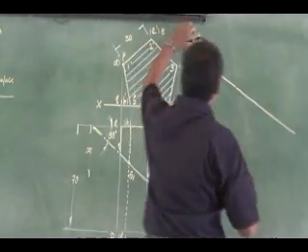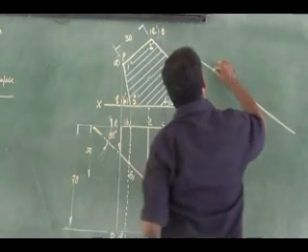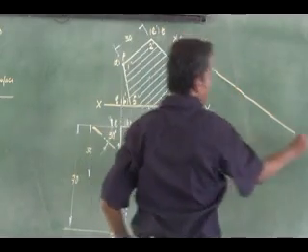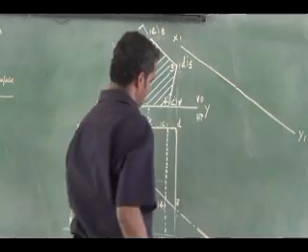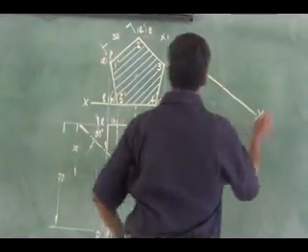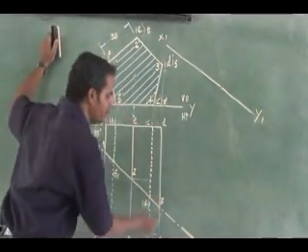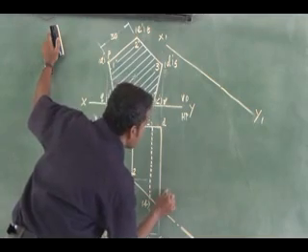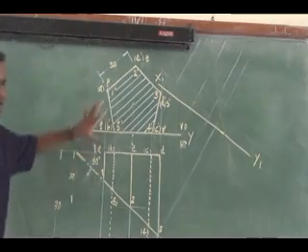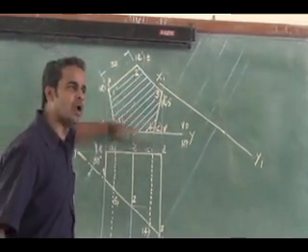So this is my X1, Y1. Then you extend projectors from the cutting points perpendicular to this. Now you just transfer the distances of the cutting points from the old reference line.